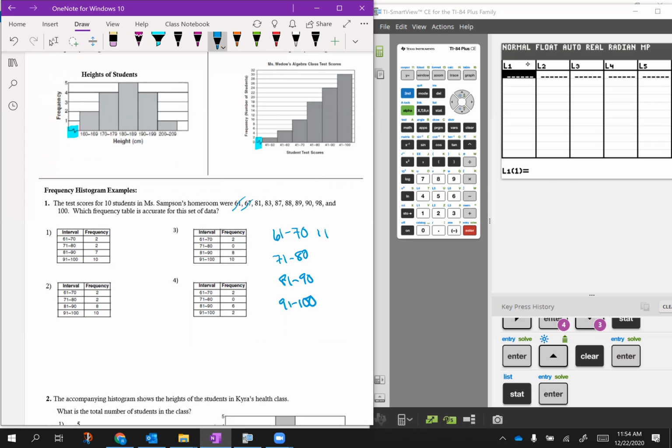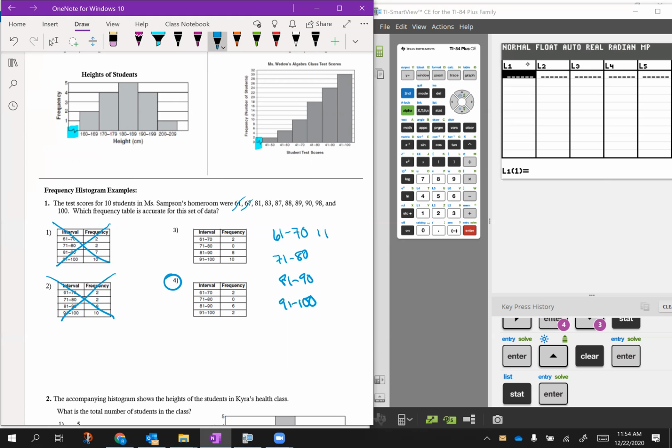Right away, I know there's none between 71 and 80. So I'm crossing out 1 and 2. Then you're deciding between 3 and 4. So take a moment, figure out the answer. Good. Hopefully you also got choice 4.